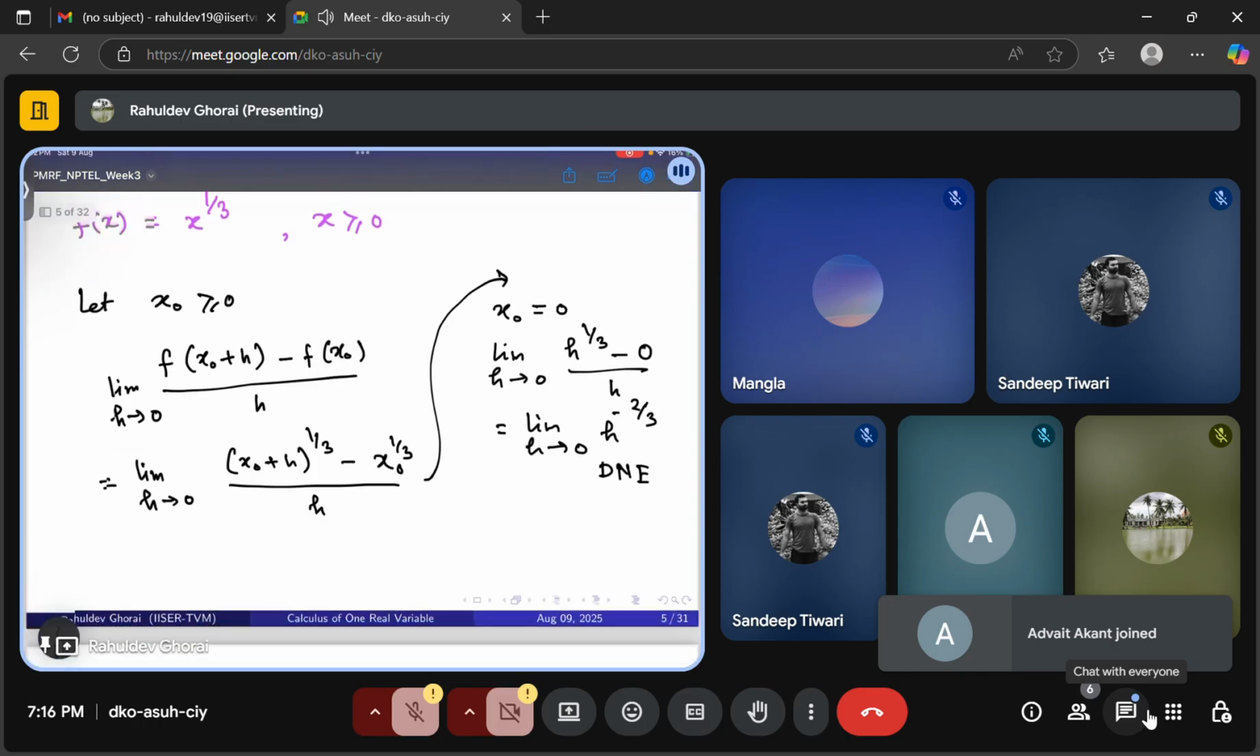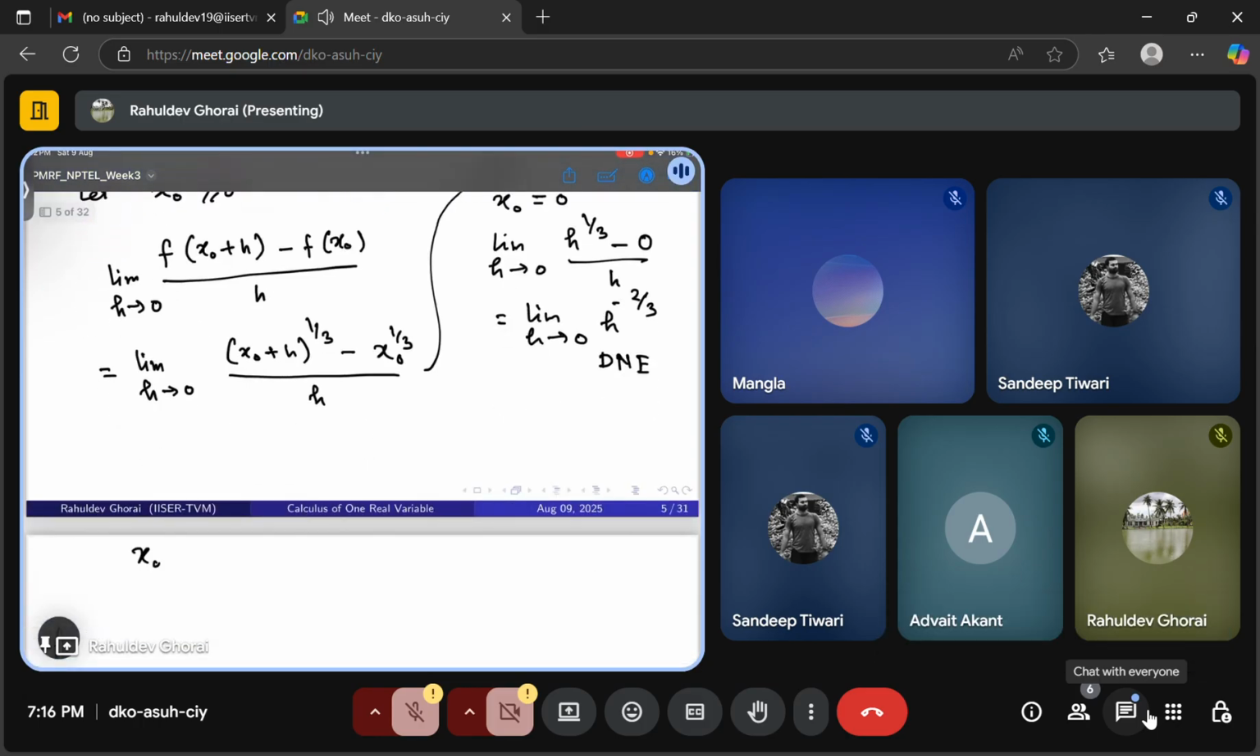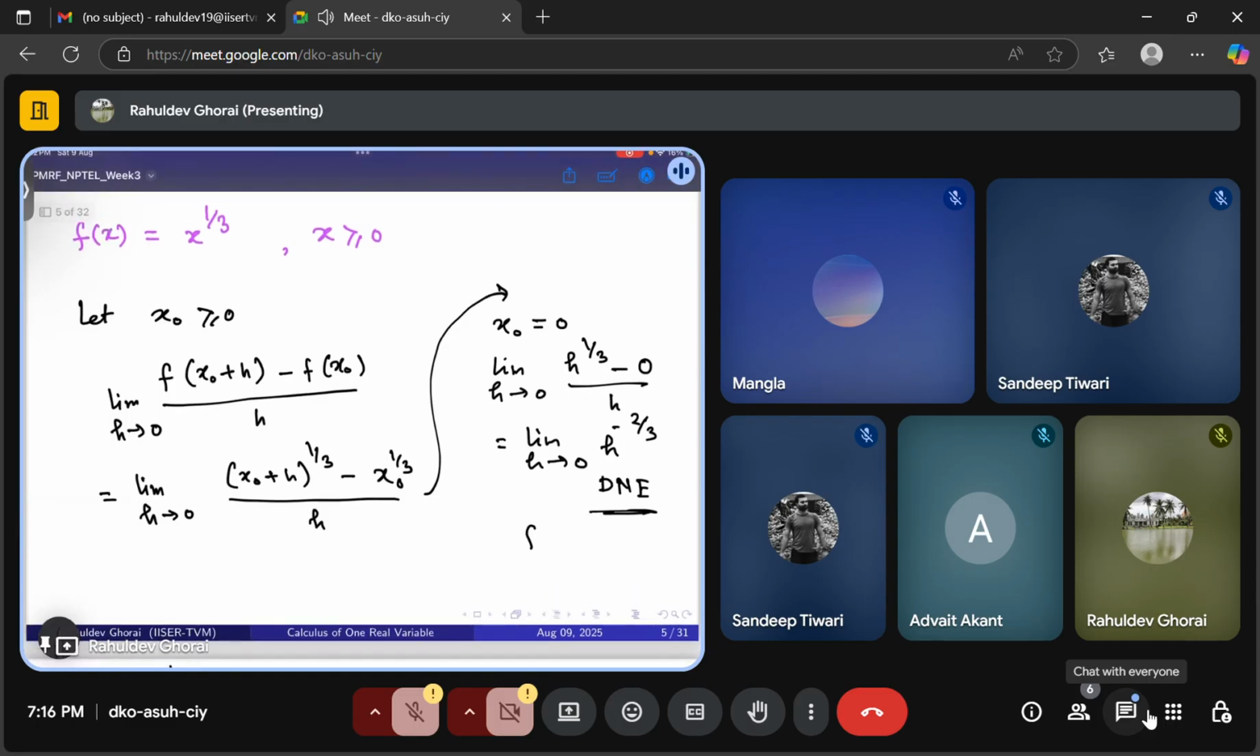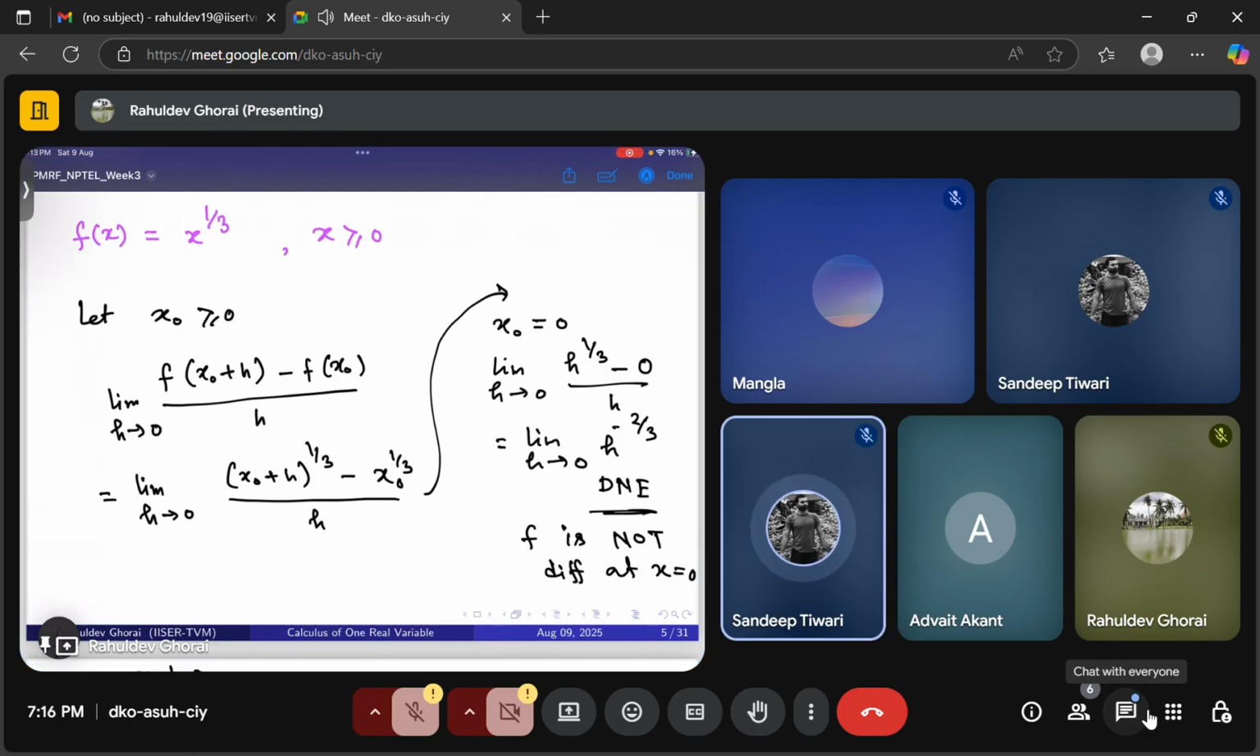So does not exist means f is not differentiable at x equal to 0, or x equal to x naught, which is 0, right? You can understand this. Is it okay? Yes, sir.